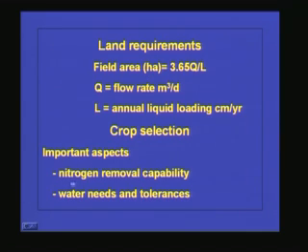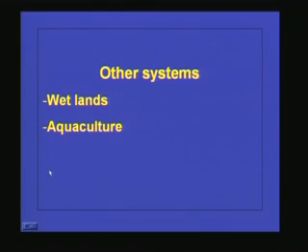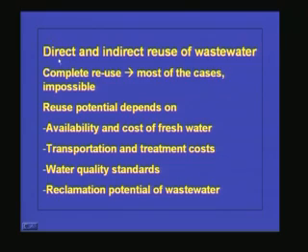And the important aspects are nitrogen removal capacity. Whenever we select the crop, the important aspects are nitrogen removal capability and water needs tolerance. Other systems are wetlands and aquaculture. Now we will see the direct and indirect reuse of wastewater.